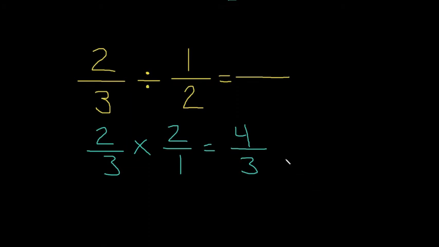If my answers are in mixed numbers, I need to convert this to a mixed number to find the right answer. Well, how many 3's go into 4? 1 three with 1 left over, and then we bring the denominator. So either one of those answers is correct.